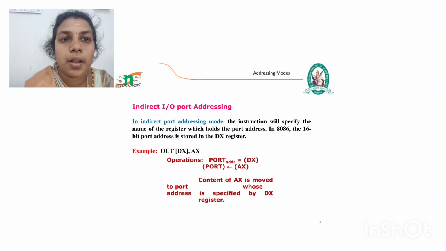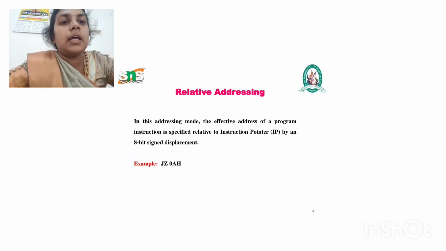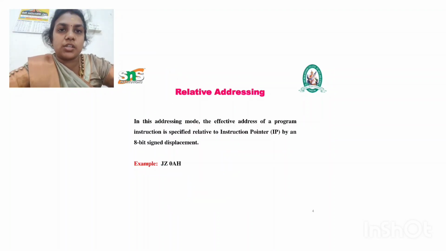Example: OUT DX, AX. The operation is: port address equal to the DX register, so the register is moved to the port address. The register is the AX register, and the content of AX is moved to the port whose address is specified by the DX register. And then relative addressing instructions.